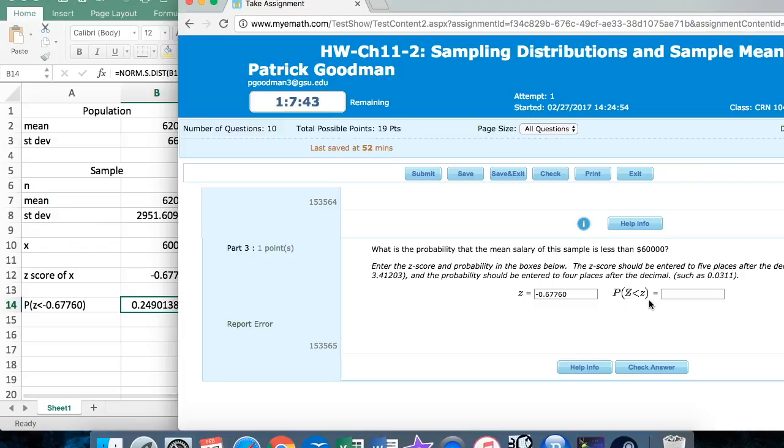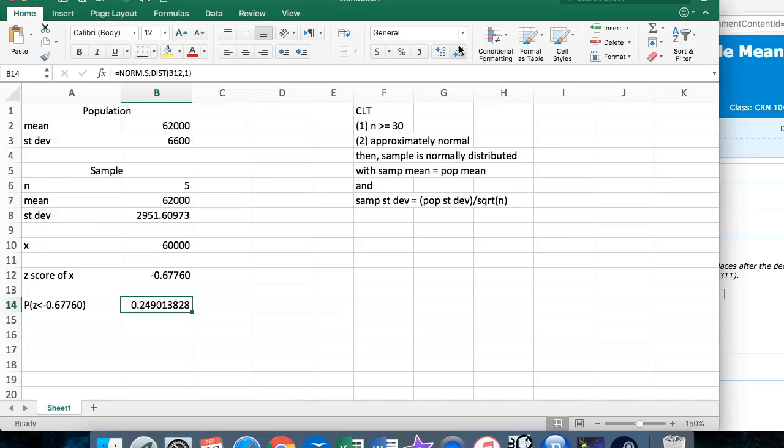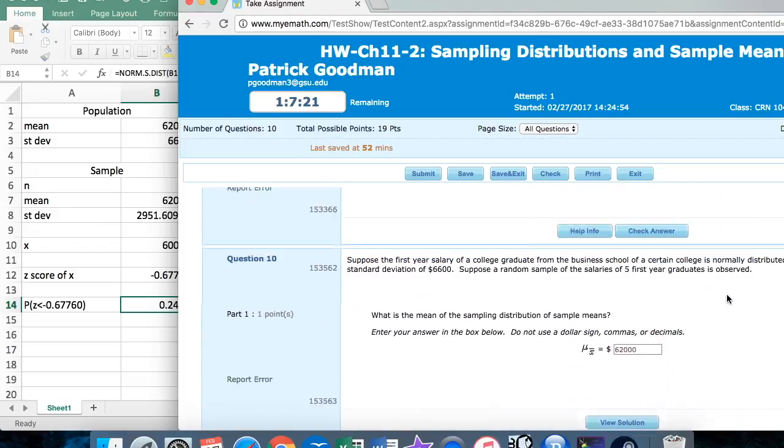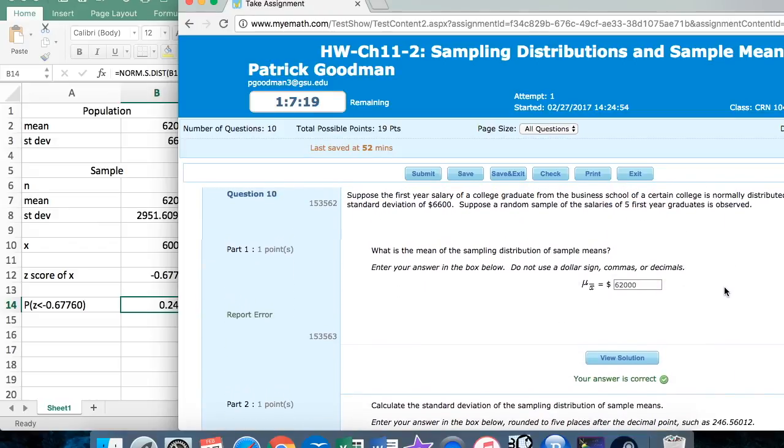Well, let's see. So the probability should be 4 decimals. That's confusing. So 5 decimals for the z-score, 4 for the probability. So let's zoom this guy down to 4. Okay, so 0.2490. Okay, and there we go. So that's how you would do this problem.